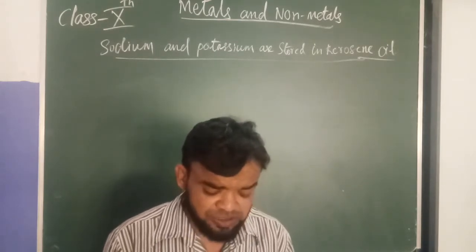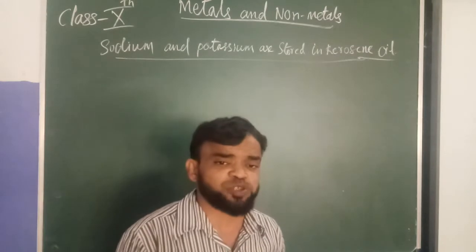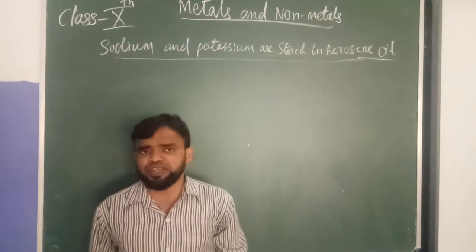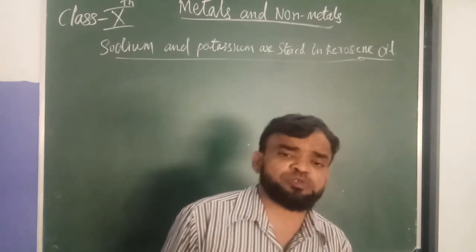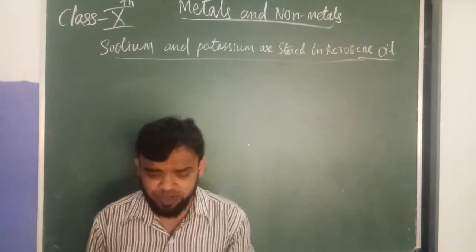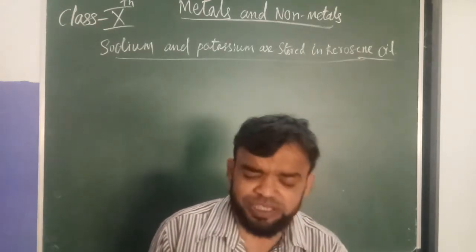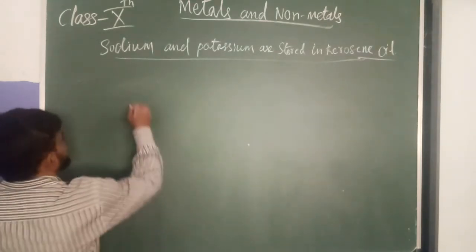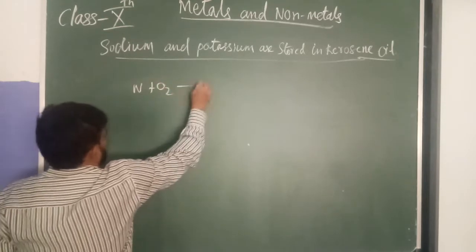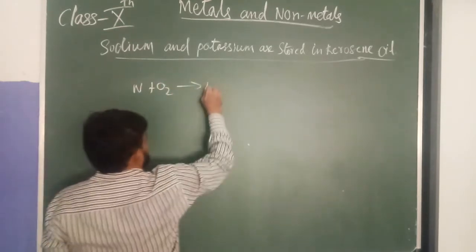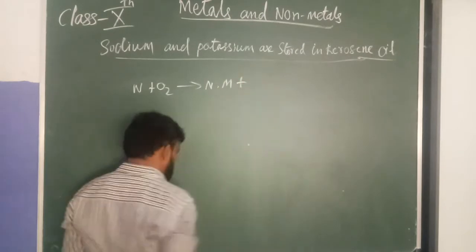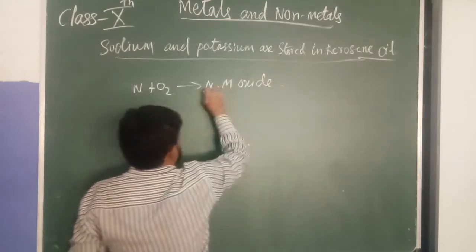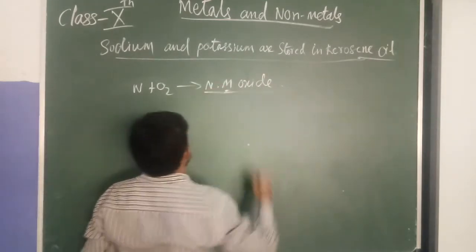That is, blue litmus turns red. If you keep blue litmus paper in the solution of that non-metallic oxide, the blue litmus paper will turn red. Understood? And some non-metal oxides are neutral. So here, for example: non-metals plus O2 react, and what will be formed? Non-metal oxide will be formed. Understood?